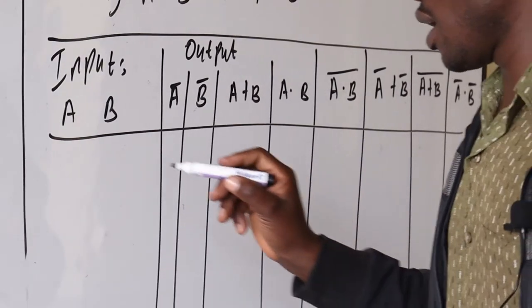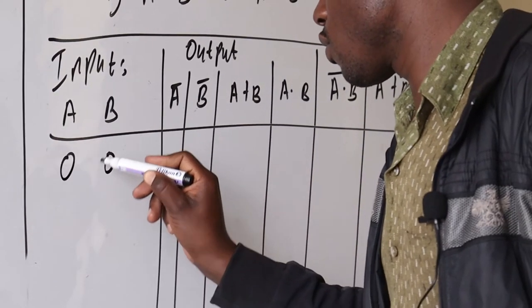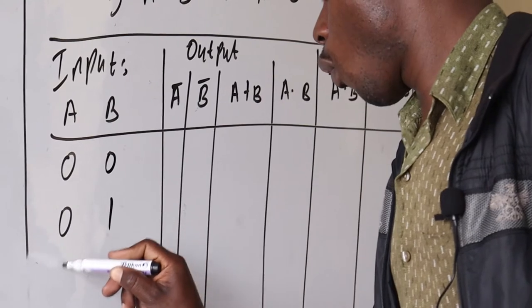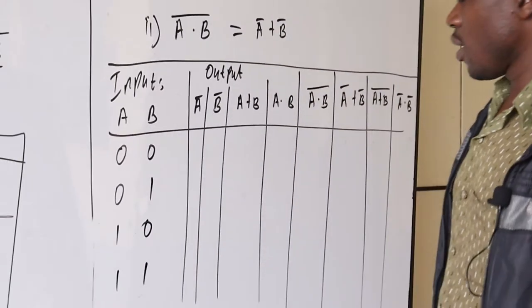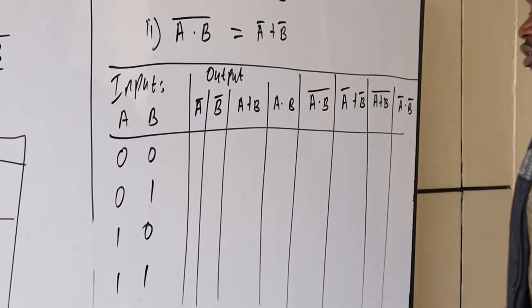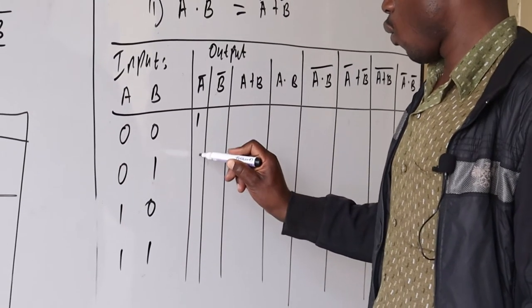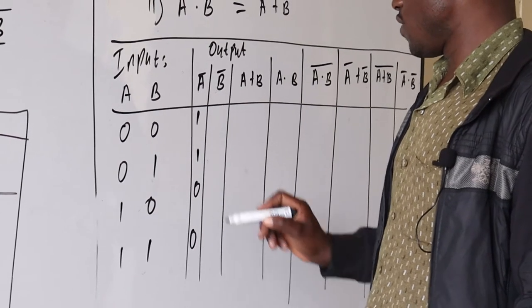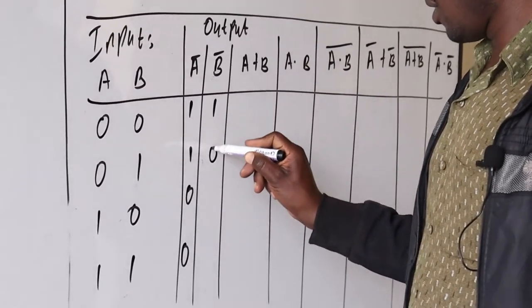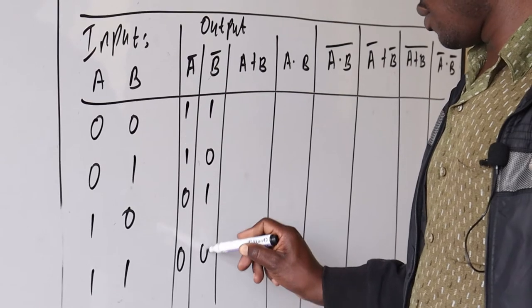Our inputs are A and B: 00, 01, 10, and 11. Let us check what will happen. A inverted will be 1, 1, 0, 0. B inverted will be 1, 0, 1, 0.